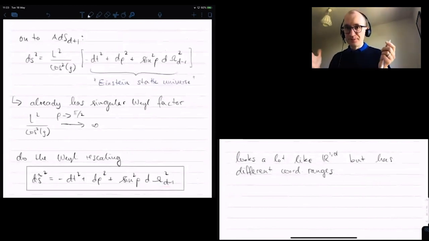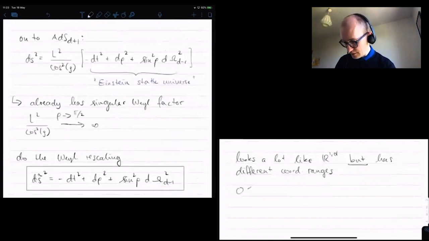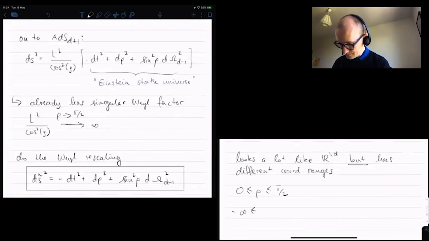So it looks like it's exactly R^{1,d}, but it's not correct because the coordinate ranges are different. The difference here is that we have 0 less than rho less than pi over 2. So the radial direction previously that we called capital R ran all the way to pi. And then we have minus infinity less than t less than infinity.